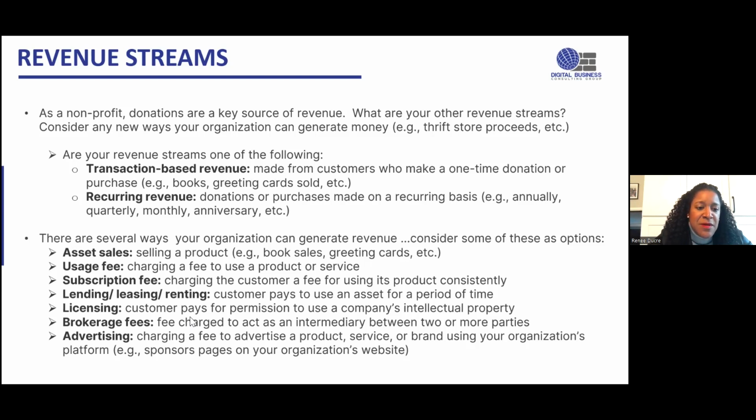So lending and leasing and renting, I left those in there. Maybe there's a nonprofit that has plots of land, or who knows. Or maybe you have a workspace where people can rent those workspaces out. I know my dad's church does that. Licensing, maybe less so here, but I wanted you to see all the options. Brokerage fees, being that go-between.